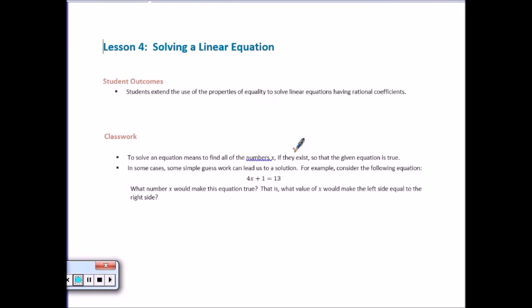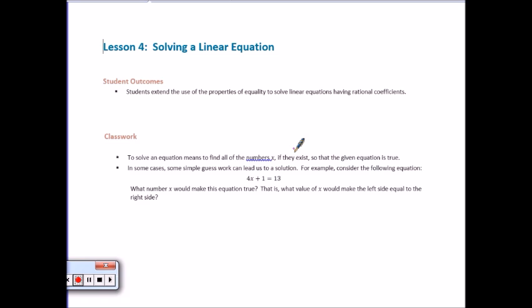Hi guys, this is Miss Goki, and today we are working on Lesson 4, Solving a Linear Equation. Our student outcomes are: students extend the use of the properties of equalities to solve linear equations having rational coefficients.